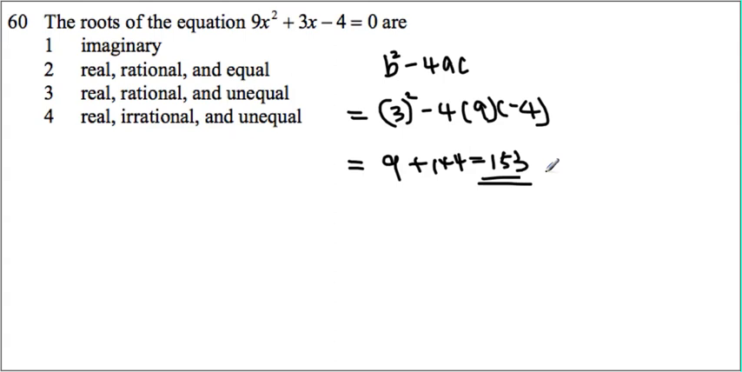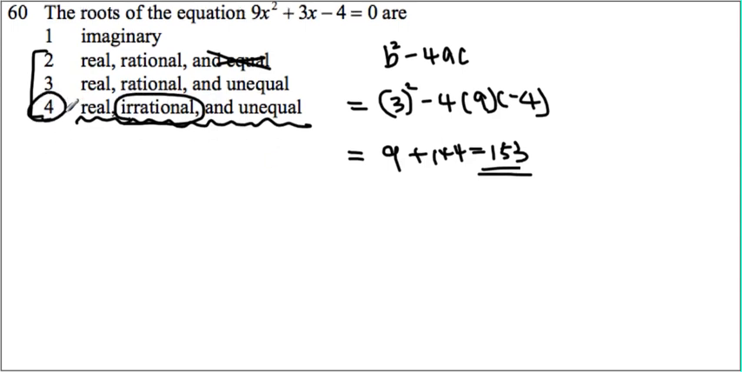Now, the fact that we have 153 as our discriminant, in fact, it's positive. So therefore, we're going to be looking at any one of these three. But since this is positive, that means it cannot be equal to 0. And when you look into this one, you see that it's not a perfect square. When it's not a perfect square, we get real, irrational, unequal. That's the key word over here. So therefore, our answer is choice 4.